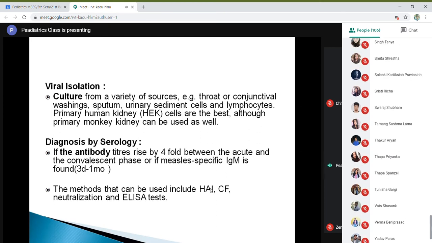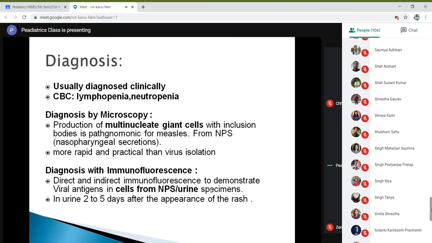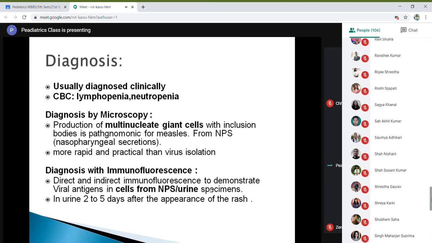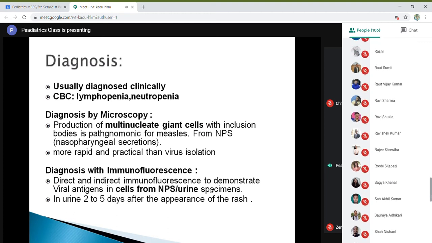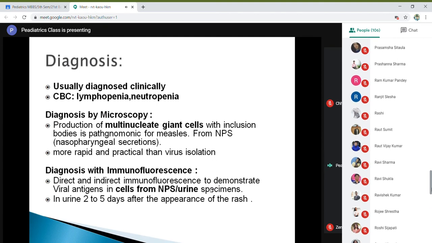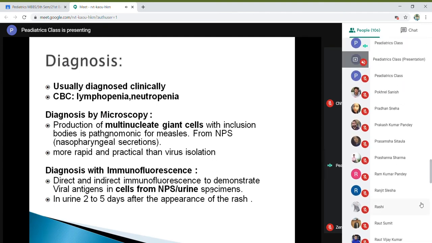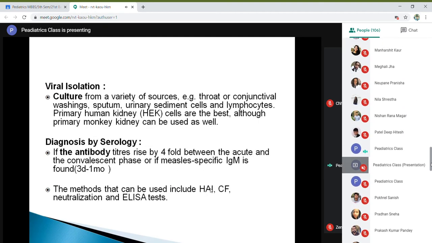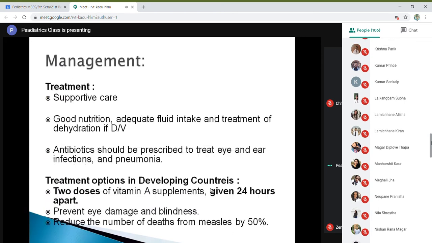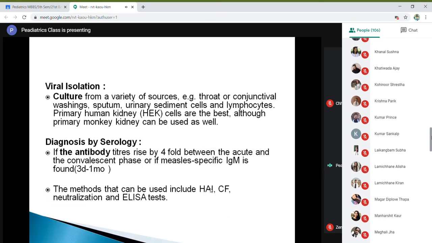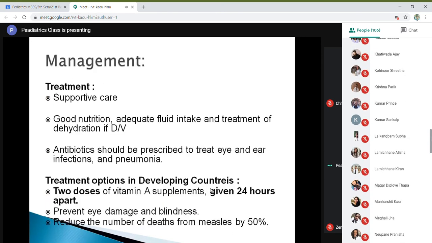So basically, viral isolation, antibody tests, and direct immunofluorescence. But basically, we wait for the clinical diagnosis. If you want to confirm, the antibody can be identified. Virus culture we don't do. Sometimes PCR too, if you're interested academically.